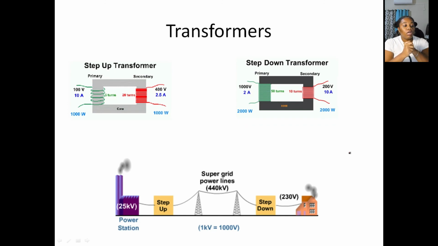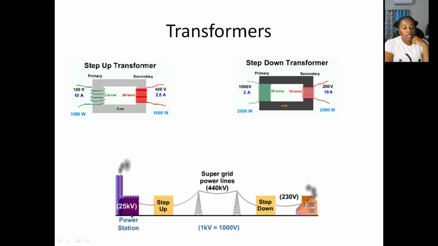Transformers. So we give transformers names like step up or step down. Here's an example. You have a step up transformer here because you're going from less turns to more turns. So you're definitely stepping up the turns. And step down transformers, you're going from more turns to less turns.